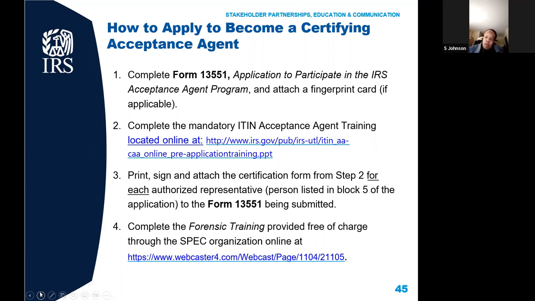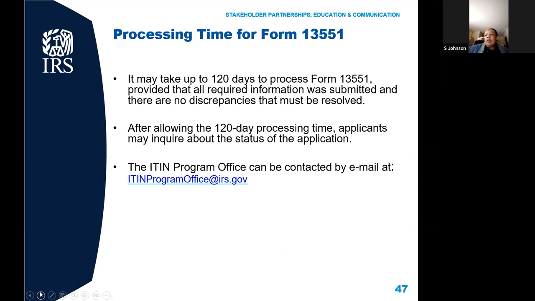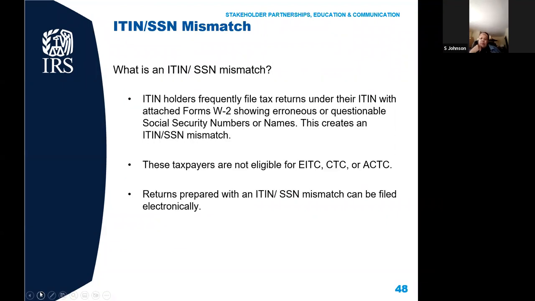They talk about here how to become one, but the procedures are going to change. So we're going to skip all that. Okay. And we're going to talk about what we call an ITIN social security number mismatch. Okay.